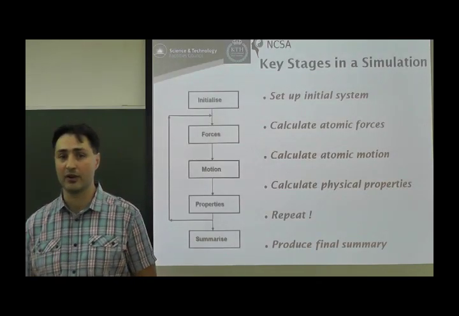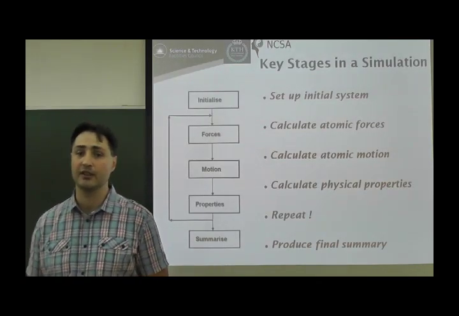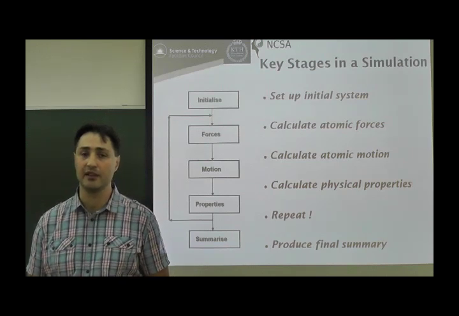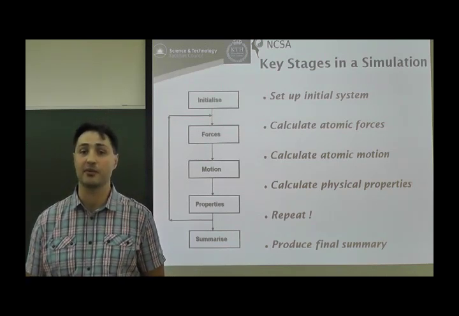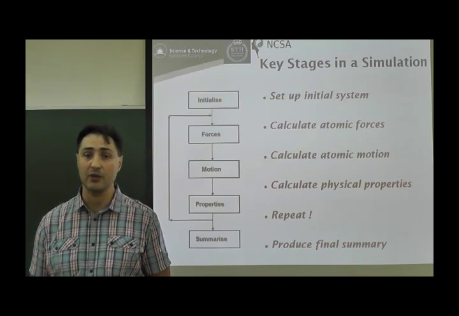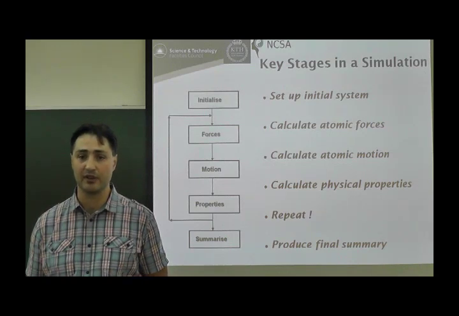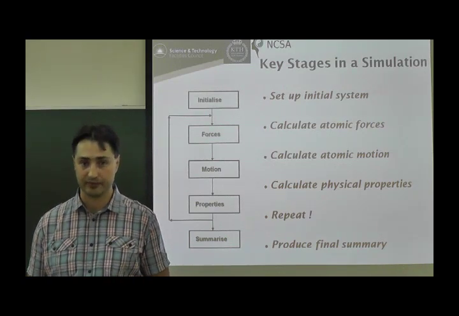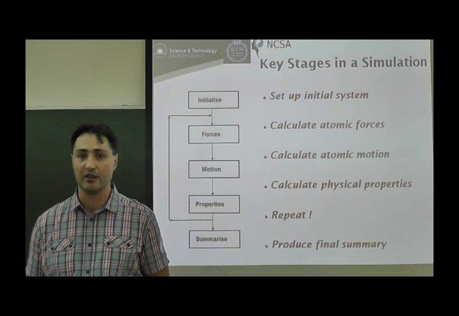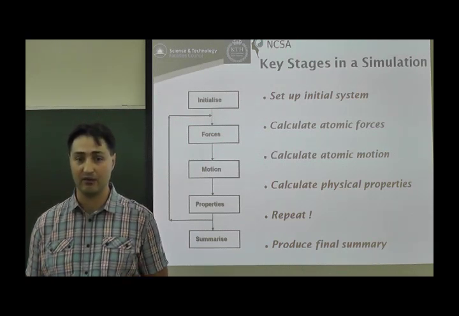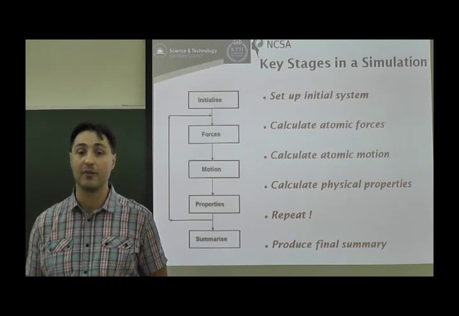So let's talk again about the key stages in simulation. This is a slightly different display of this. What we start with is the setup of the initial system. We calculate atomic forces, we calculate atomic motion, then we calculate physical properties. And we repeat this process until we gather enough statistics. When we decide we need to stop, we can produce a summary.